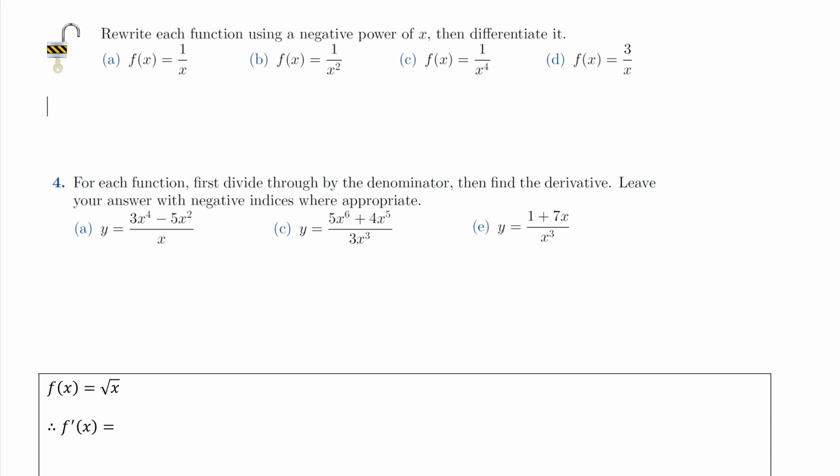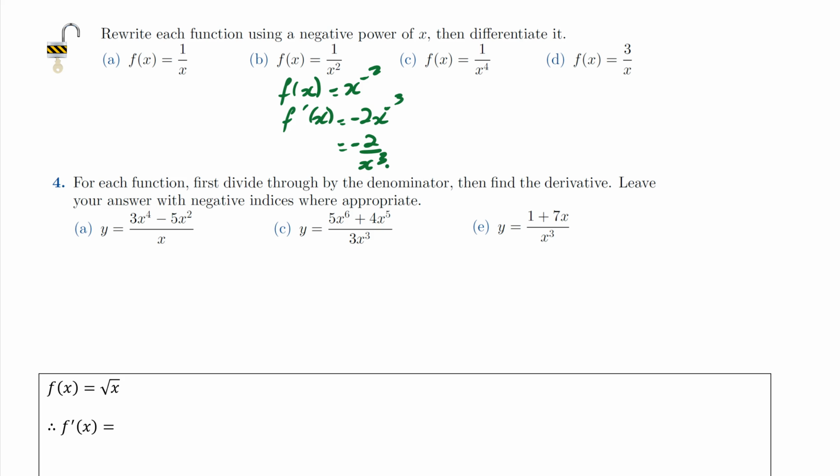So we'll just do a couple of these. Say when f of x equals 1 on x squared, then if I rewrite that as x to the minus 2, then f dashed of x will be minus 2x to the minus 3, and it would be nice to put that back into the form it was originally, which is just that.